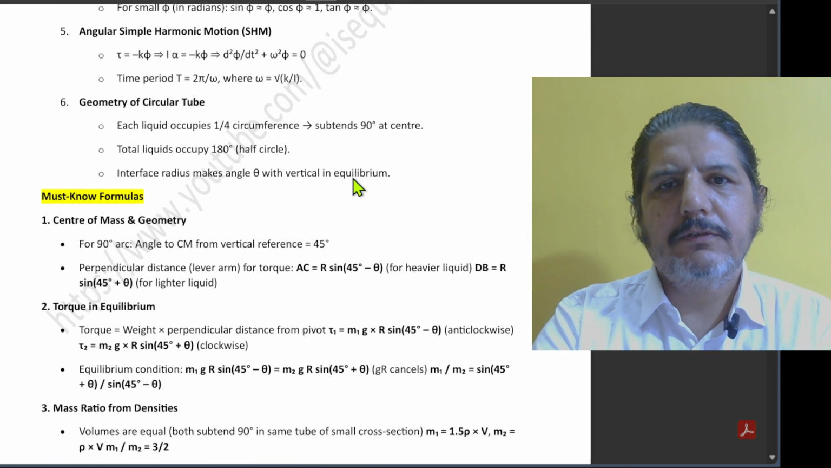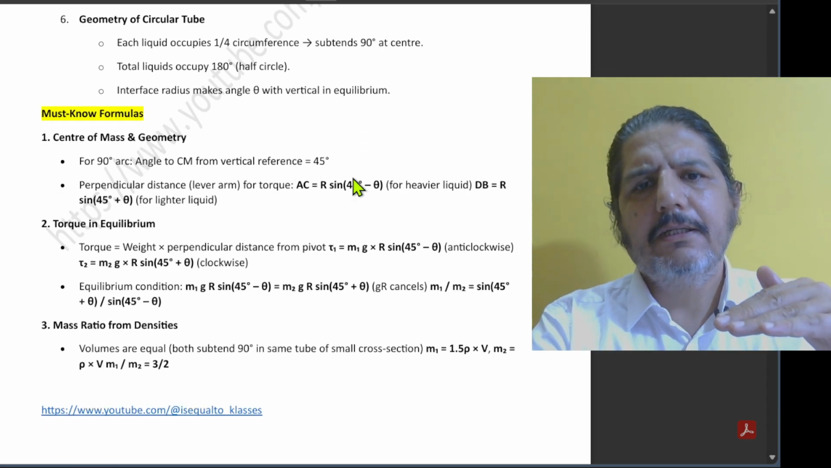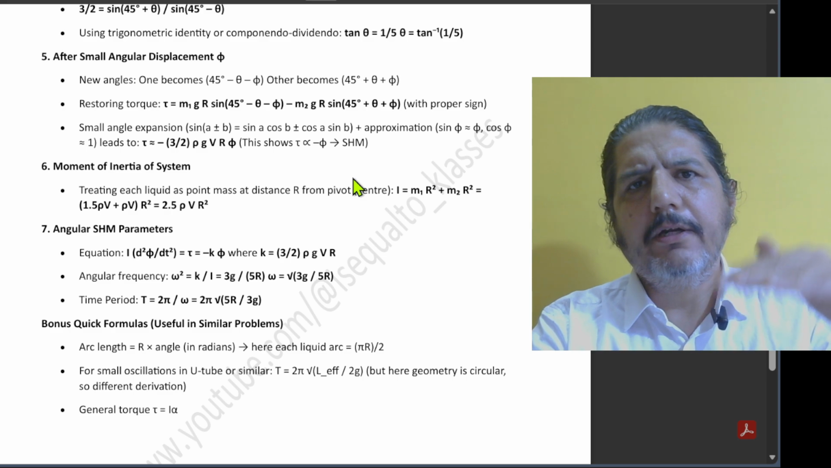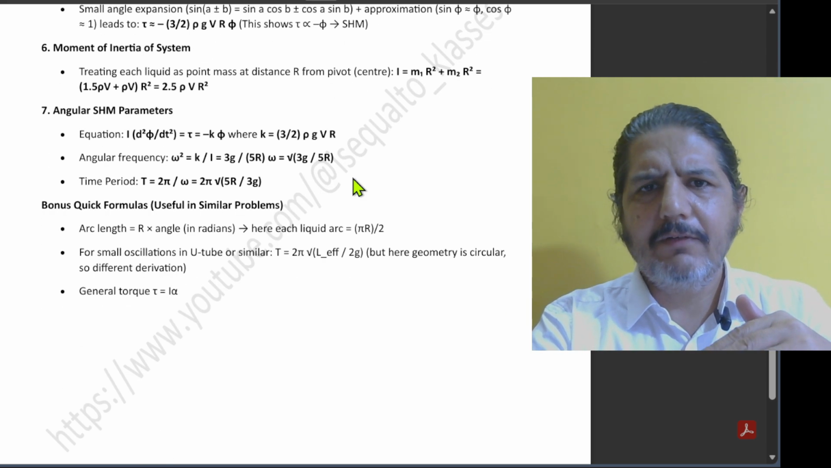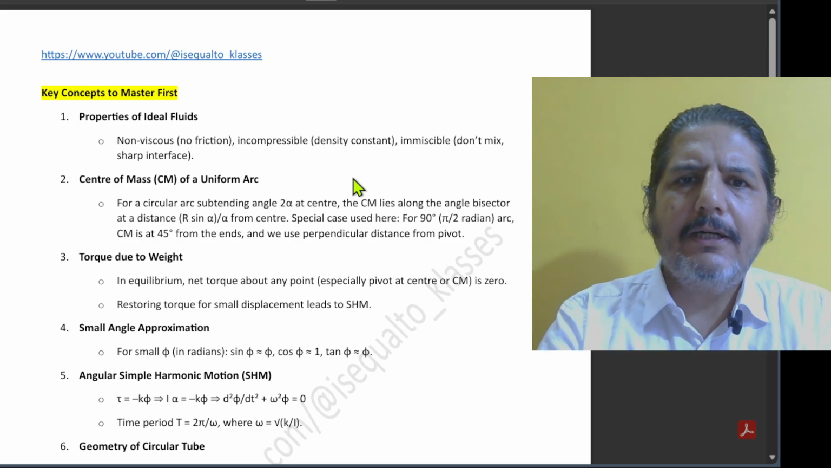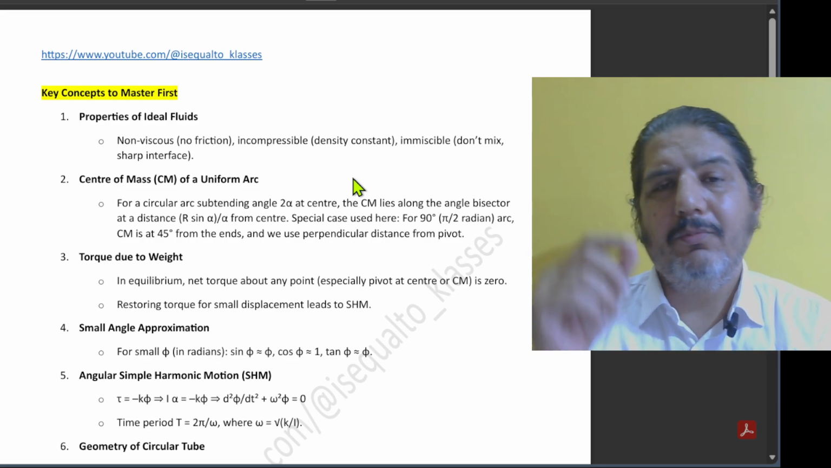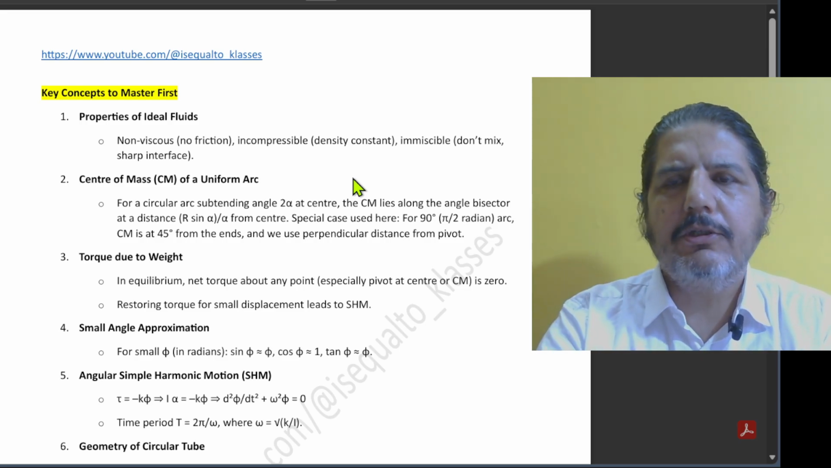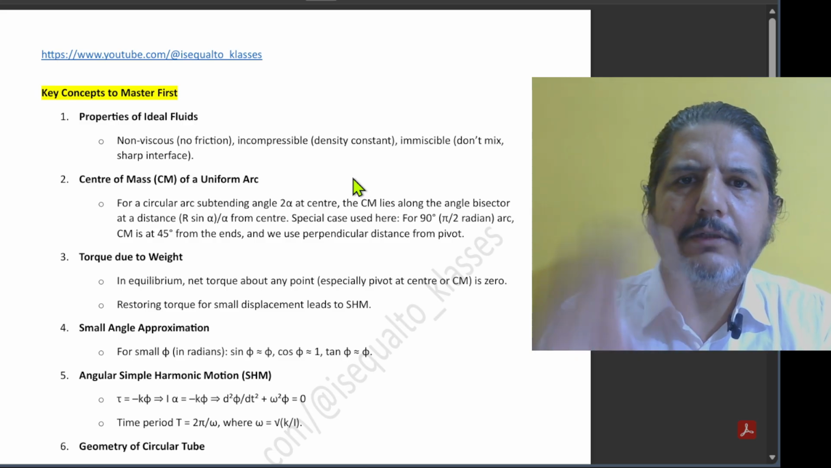What I have tried to do is I have listed all the formulas that you will be required when you are doing this problem. So please have a look at this. There might be few things that you may not understand. So it will help you if you can refresh your core concepts.